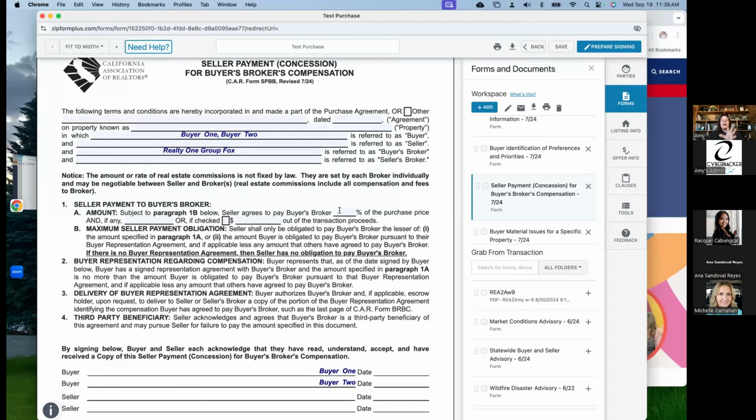So this amount might be less than what's on the BRBC in the case that we're only asking the seller to cover a portion of it. Okay, so keep that in mind as well. This does not have to match the BRBC. It cannot exceed the BRBC if we don't have a modification of terms in place for the change in the commission.